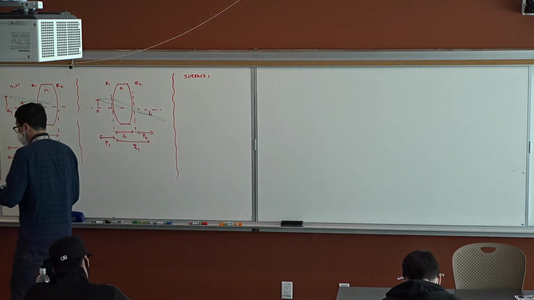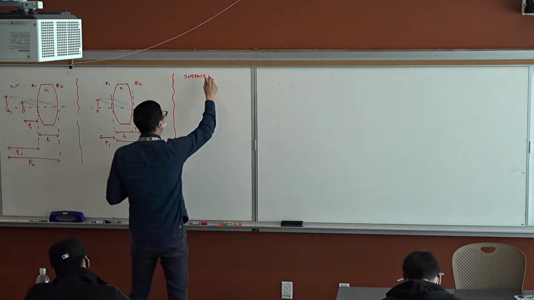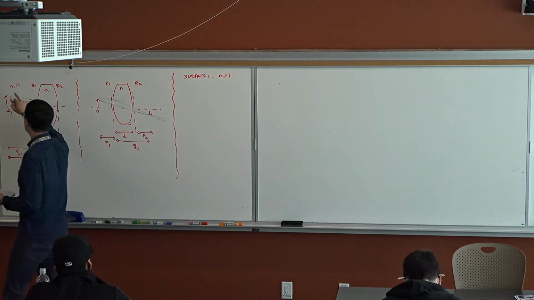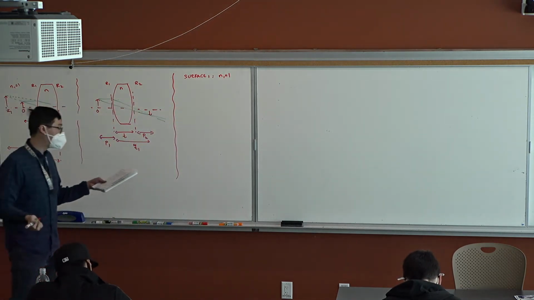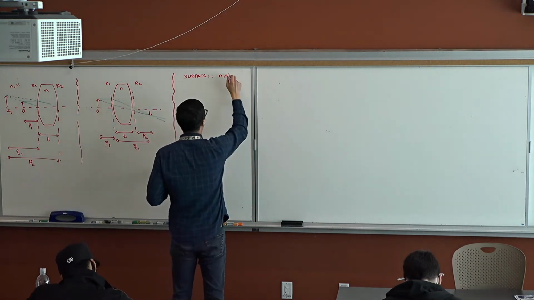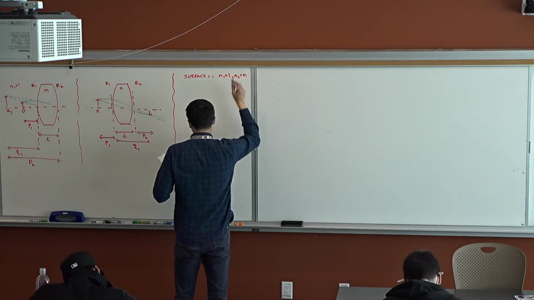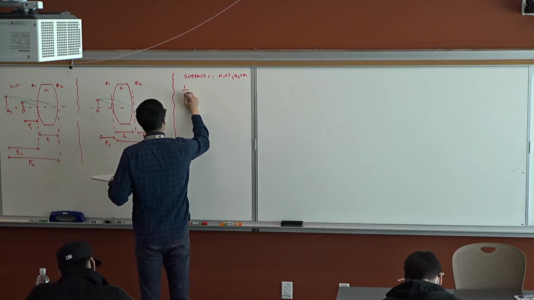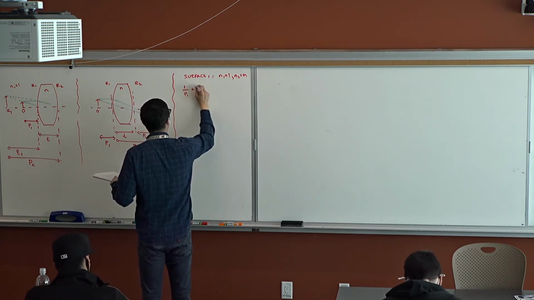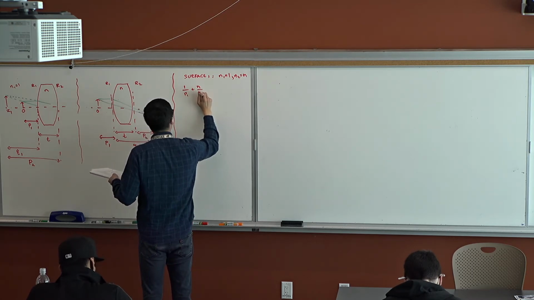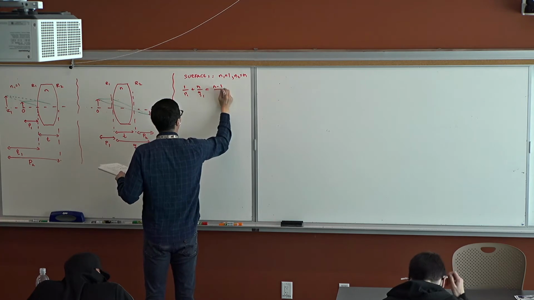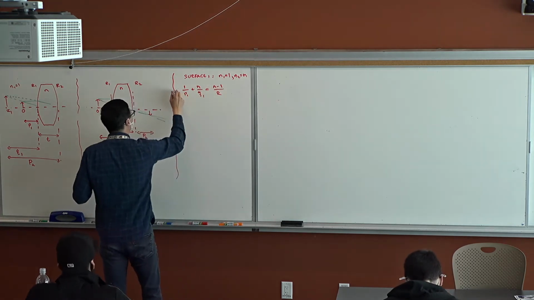So surface one, we have n1 is 1, inside we have that n is n, n2 is n. You can say that 1 over p1 plus n over q1 needs to equal n minus 1 over r. I call that equation 1.